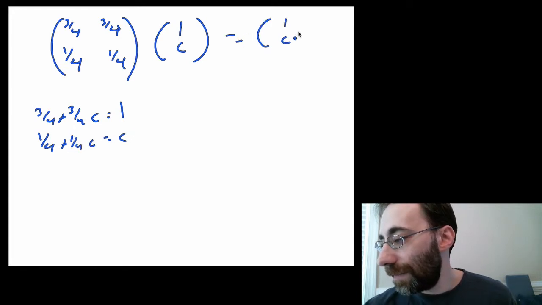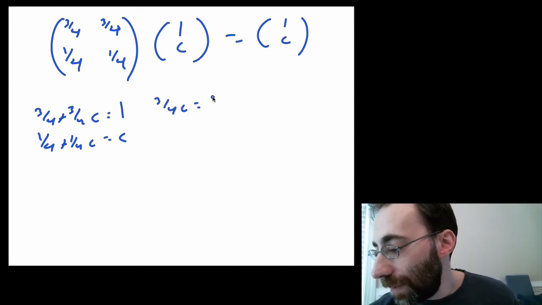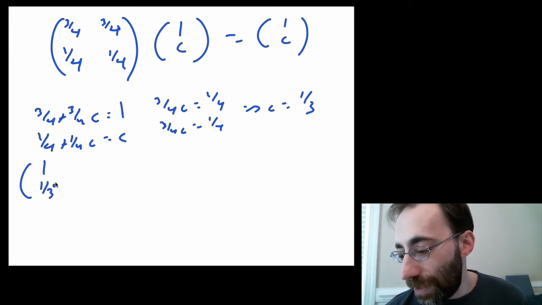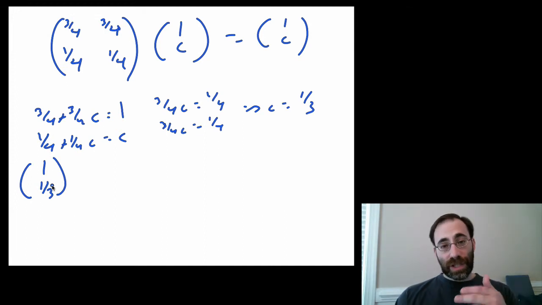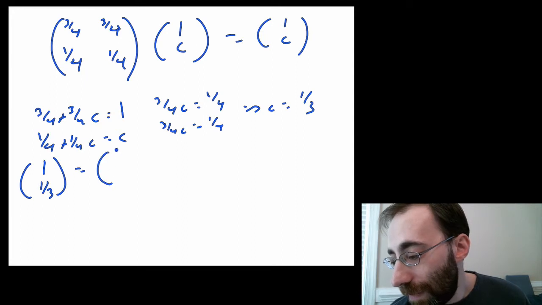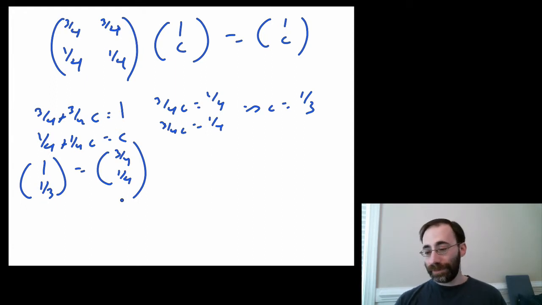I forgot to write this. This is going to be 3/4 c equals 1/4, or 1/4 c. Sorry, 3/4 c equals 1/4, same thing, makes sense. Implies c equals 1/3. Now we have 1 and 1/3, or this total sum is 4/3, which is more than 1, so we'll divide through by 4/3, and we get 3/4 and 1/4. Because 1/3 divided by 4/3 is 1/4. Okay. So there we go.